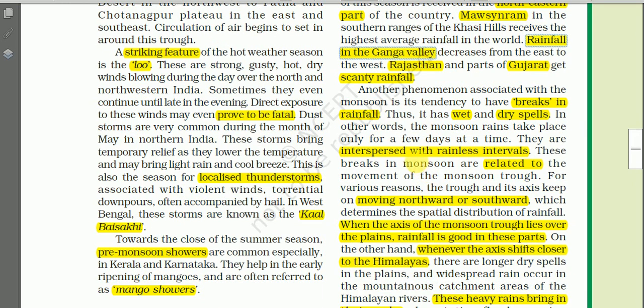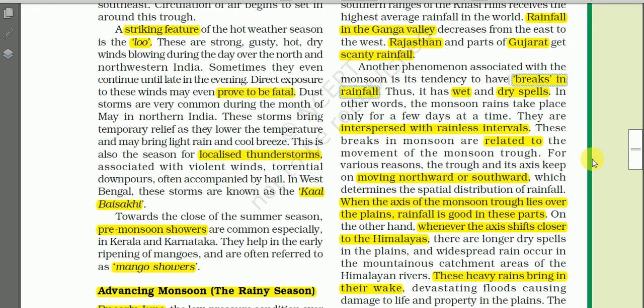Another phenomenon associated with the monsoon is the tendency to have breaks in the rainfall. This is one of the most important characteristic features of the monsoon. So the monsoon has breaks in rainfall. It has wet and dry spells. In other words, the monsoon rain takes place only for a few days at a time. That is, monsoon rains take place maybe for a week, five to six days, and after that the rainfall may stop for another week.